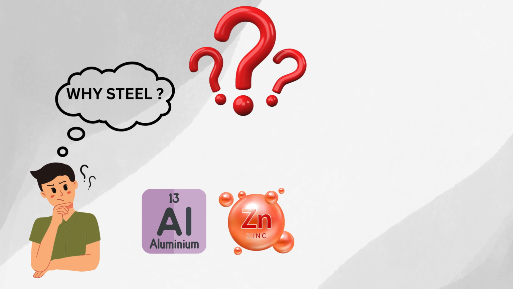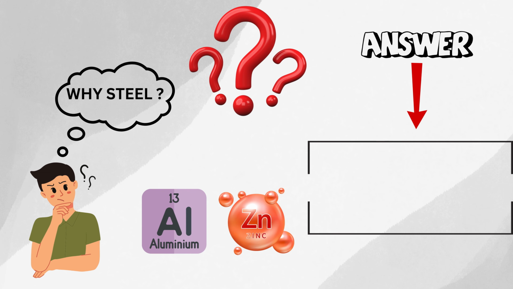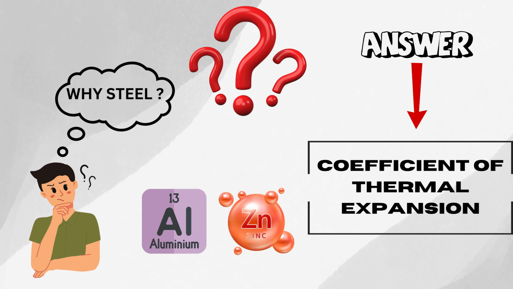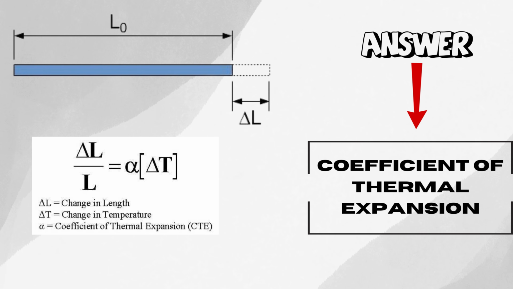Now a question arises here, that is, why only steel? Why not anything else? Aluminium, zinc, it can be anything, but why only steel? The answer to that will be a physical parameter known as the coefficient of thermal expansion. It tells us how much a body strains upon an increment of 1 degree Celsius of temperature.